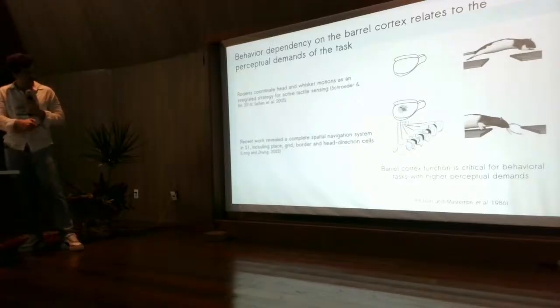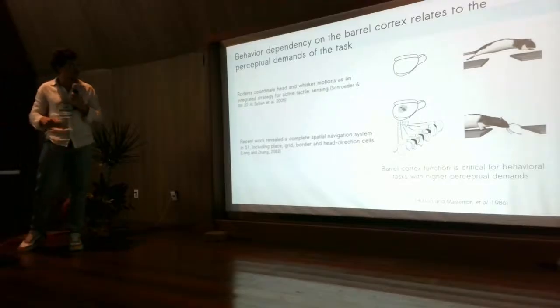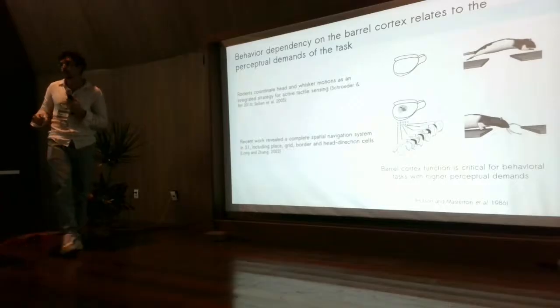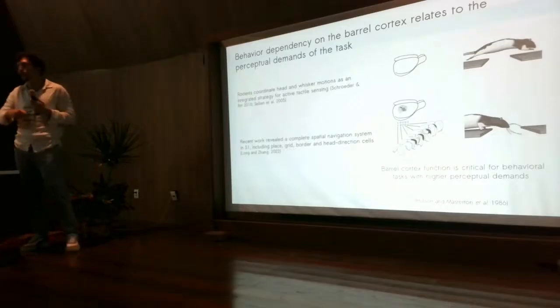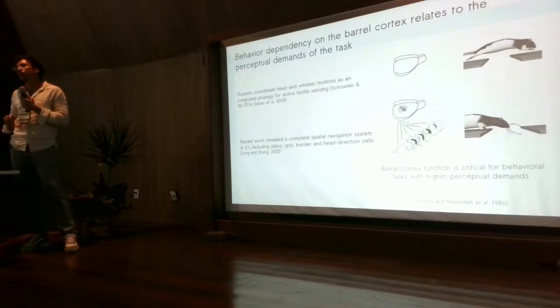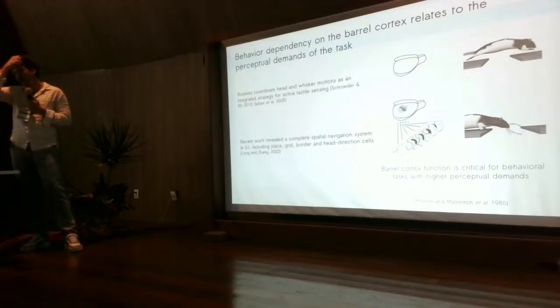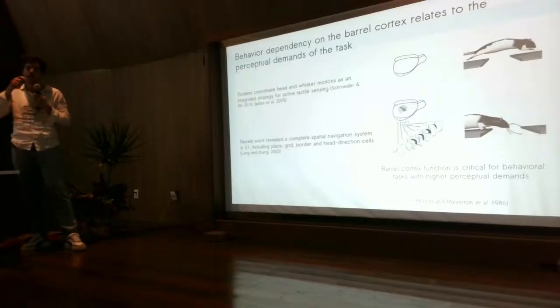And recently, there is work showing that there is a complete spatial navigation system in the primary somatosensory cortex, with place cells, grid cells, border cells, everything that you find in the hippocampal formation, you can also find in the primary somatosensory cortex. So it's well possible that barrel cortex lesioning disrupts way more than just the integration of tactile related information, but it can also disrupt the relationship with spatial signals around and head direction signals and so on. Okay, keep this in mind.